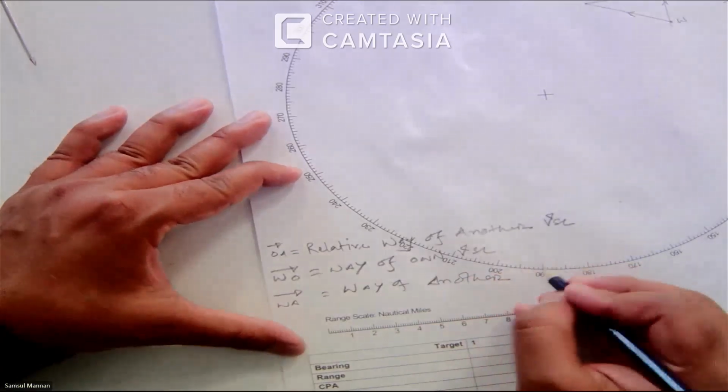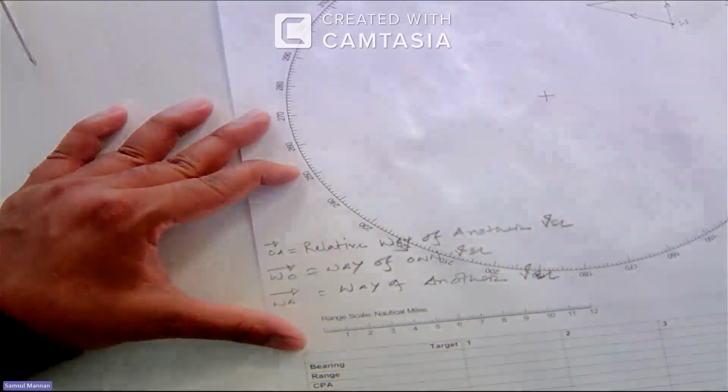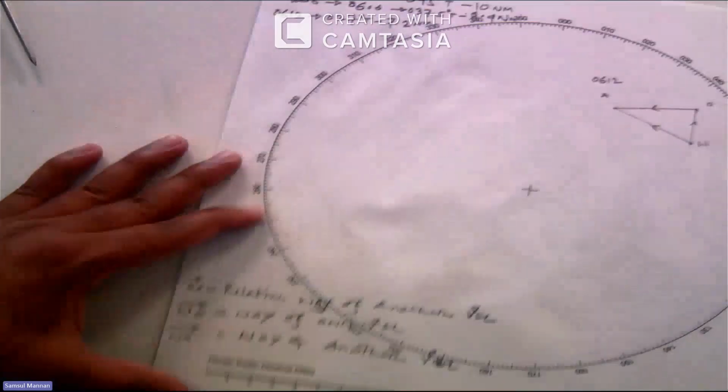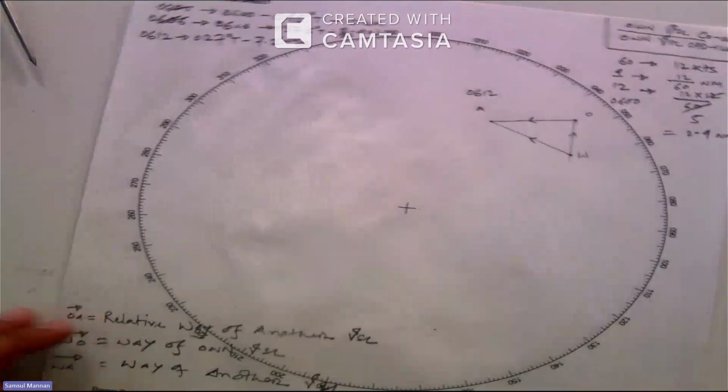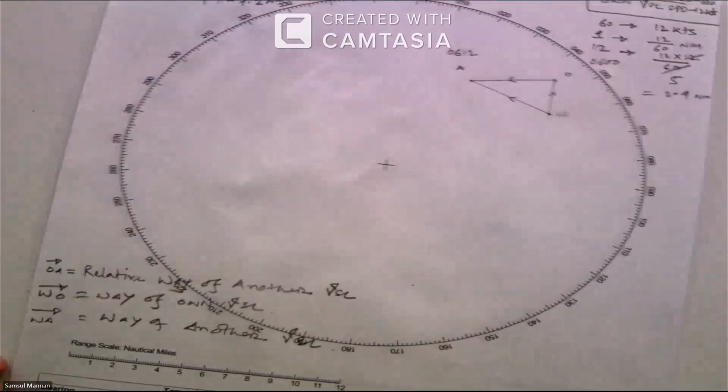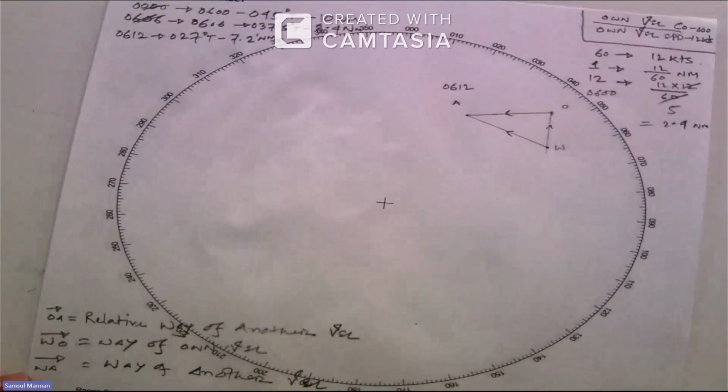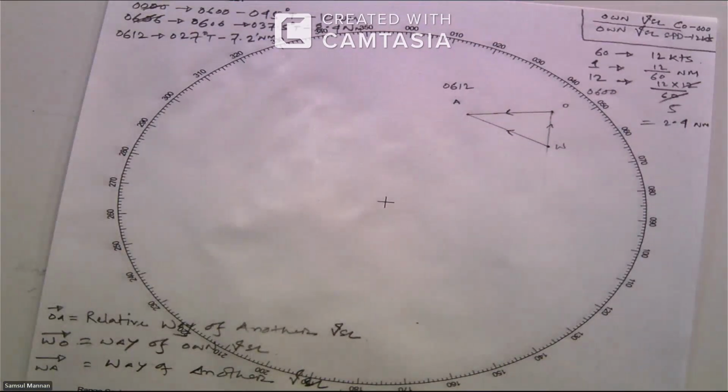In that way, if we get three ranges and bearings, we can draw an OWA triangle. And once you have drawn the OWA triangle correctly, then we can solve other radar plotting problems. We can get CPA, TCPA. We'll calculate that CPA, TCPA in the next class.